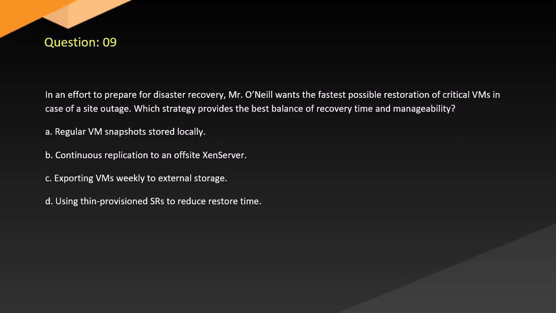Question 9. In an effort to prepare for disaster recovery, ISTA wants the fastest possible restoration of critical VMs in case of site outage. Which strategy provides the best balance of recovery time and manageability? A. Regular VM snapshots stored locally. B. Continuous replication to an offsite XenServer. C. Exporting VMs weekly to external storage. D. Using thin provisioned SRs to reduce restore time.